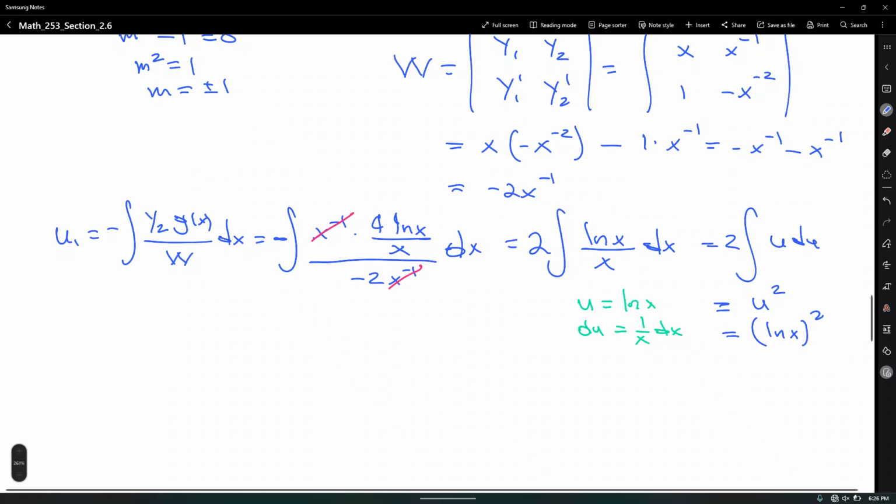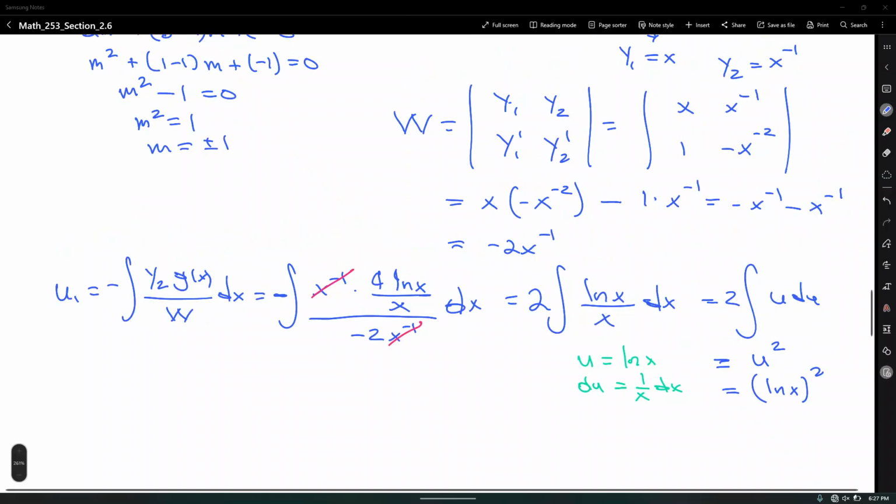Yes. Going back to the Wronskian, good question. If we reverse the order of y1 and y2, we would initially get the Wronskian with the opposite sign. But keep in mind that when we compute u1 and u2, they are also opposite in sign, so there will be a compensation with the signs at the end. So it doesn't matter if you do it the other way around. You should get the same overall result.